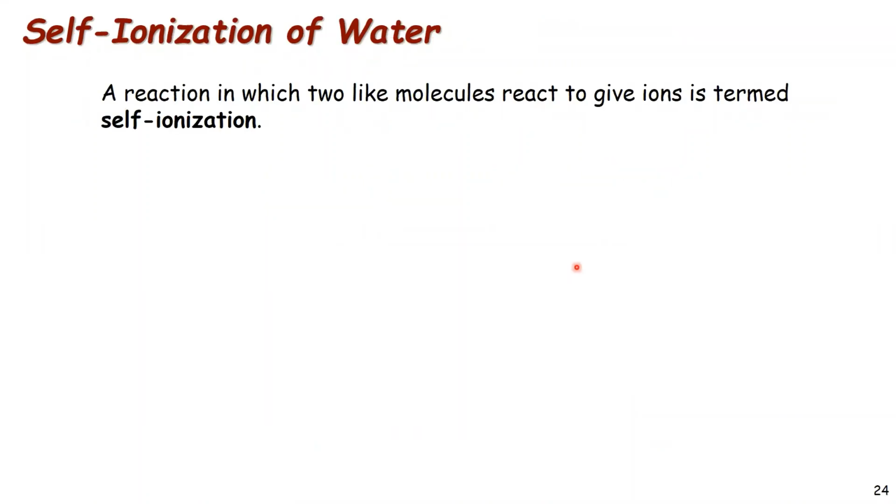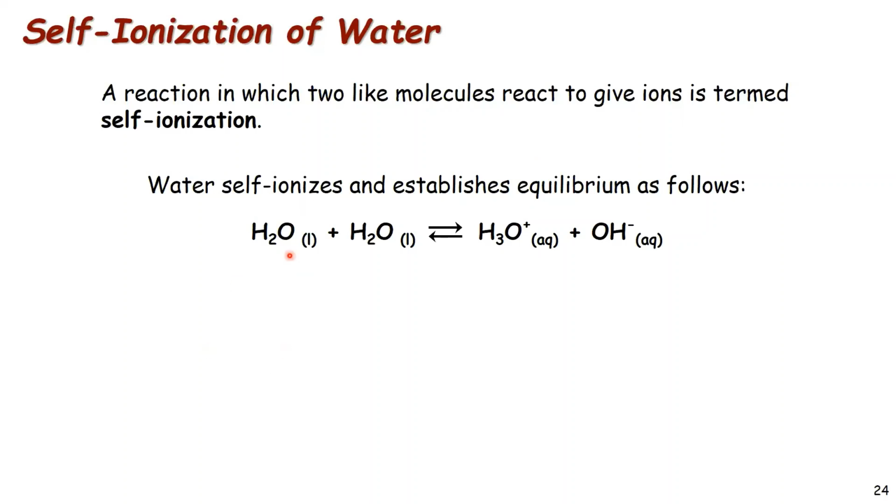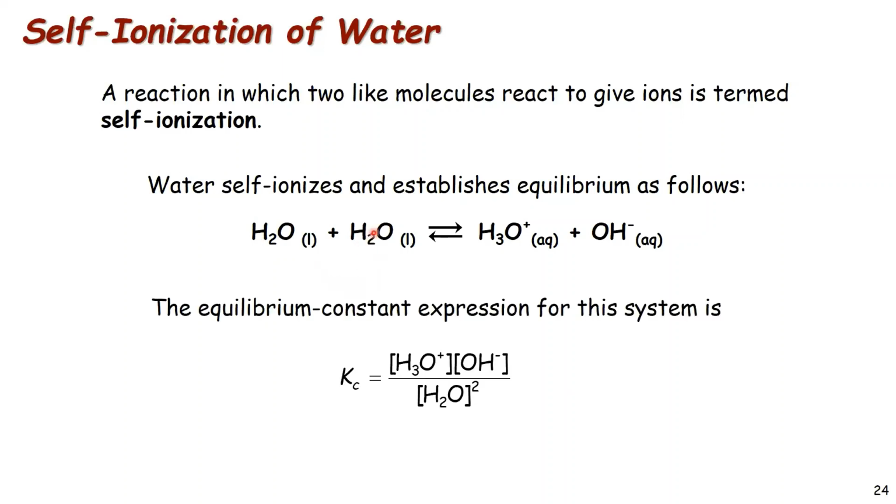Okay, so a reaction in which two molecules react to give ions is termed self-ionization. So this is two identical molecules reacting with each other to form ions. An example would be two water molecules reacting with each other. So here we got two water molecules, and they're reacting with one another. One is giving up a proton to the other, right?